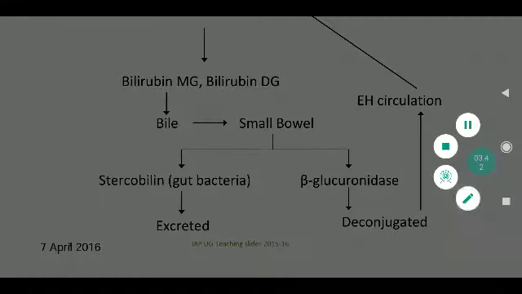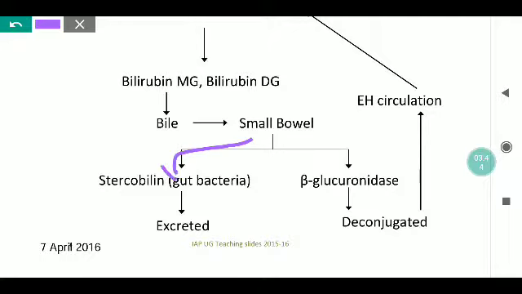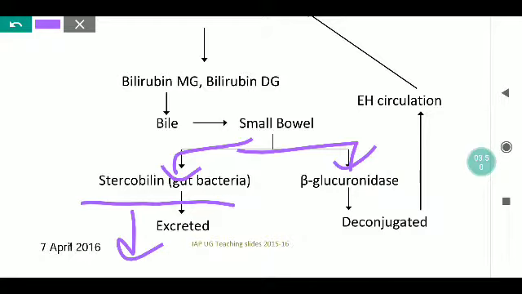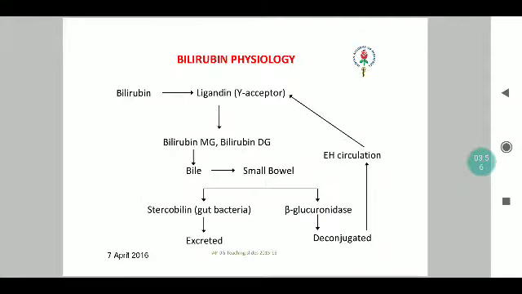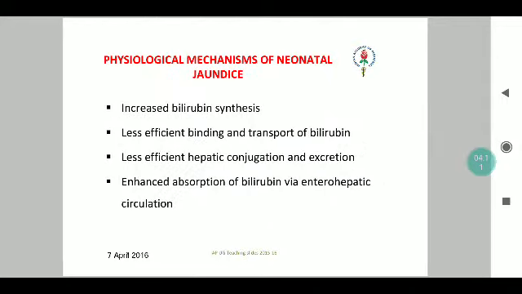Now in the small bowel it further undergoes change into stercobilin as well as beta glucuronidase. Stercobilin gets excreted directly, and beta glucuronidase undergoes deconjugation, which goes back to enterohepatic circulation. When I say enterohepatic recirculation, I mean that it comes back to the mainstream and results in conjugation once more de novo to where bilirubin monoglucuronide and bilirubin diglucuronide are present. This is a simple overview of the bilirubin physiology.